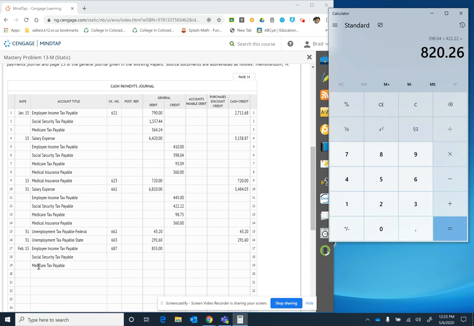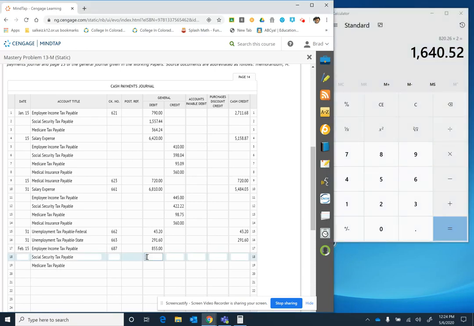Now, as you know, when we're doing our employee and employer tax liability, we have to double our Social Security and we have to double our Medicare. That's something we did in 13.4. So I have to add up our two Social Securities and multiply it times 2, because that's going to cover both our employee and our employer. So now it comes up with $1,640.52. And I'm going to do the same thing for the Medicare. So our Medicare was $93.